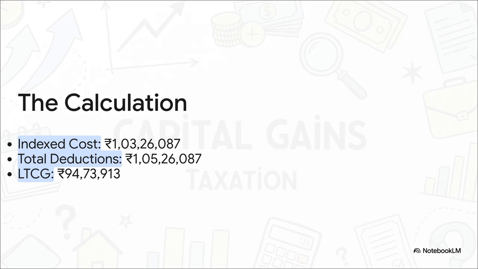You can immediately see the power of indexation. It's more than double the original cost base. Next, we add our 2 lakh transfer expenses to get our total deductions. And finally, we subtract that total from the 2 crore sale price, and we arrive at our taxable long-term capital gain of just under 95 lakh rupees.